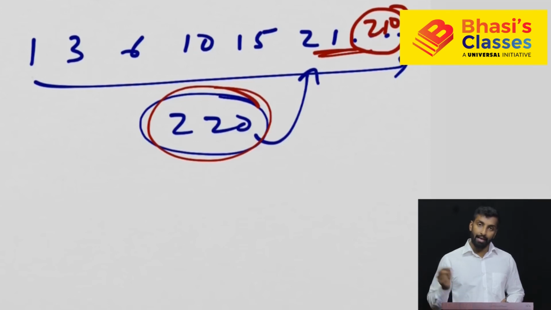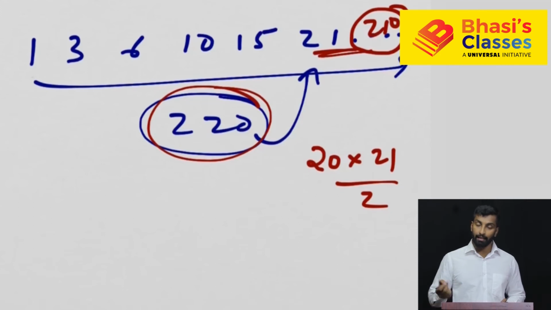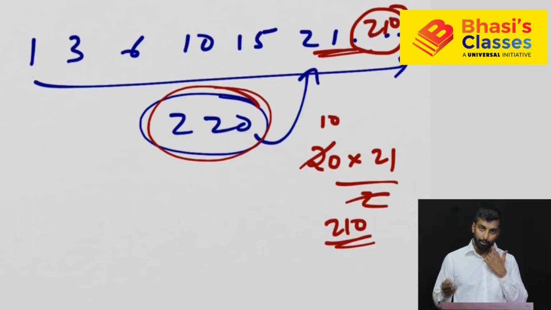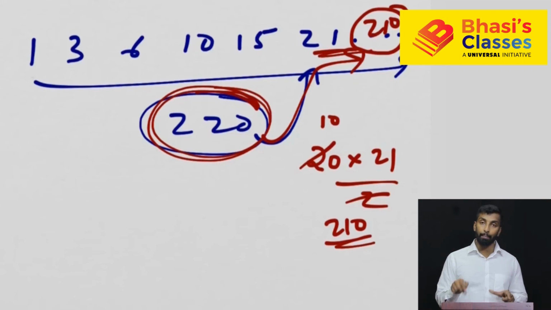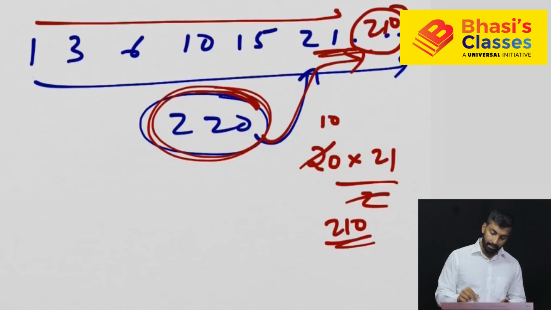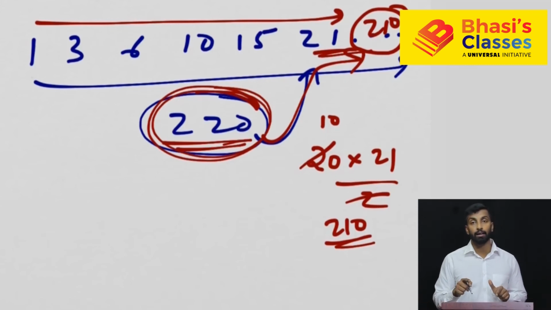That means if the book has 20 pages, 20 pages means 20 into 21 by 2, so this is nothing but 210. If the book has 20 pages, you are supposed to get 210, but he counted the 10th page twice and got 220. That's how you need to solve. You need to find the sigma n number, that means the number which comes in this series on the lower side of 220. Why on the lower side? Because you are double counting.